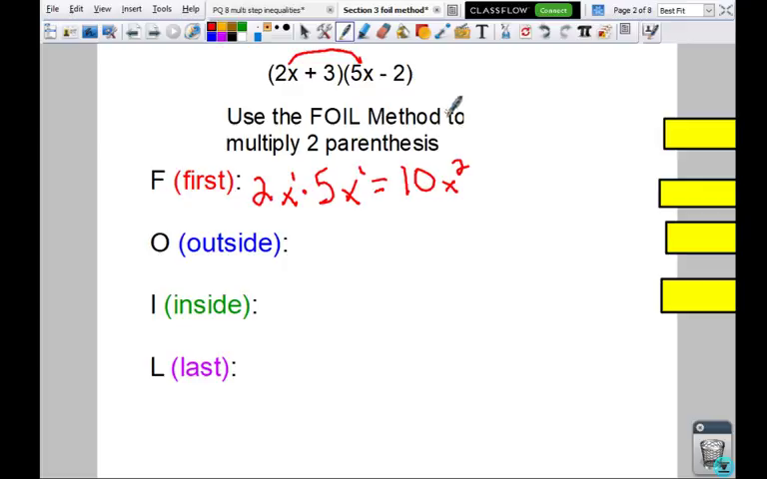So I multiplied my firsts together. And then I'm going to multiply my outsides together.